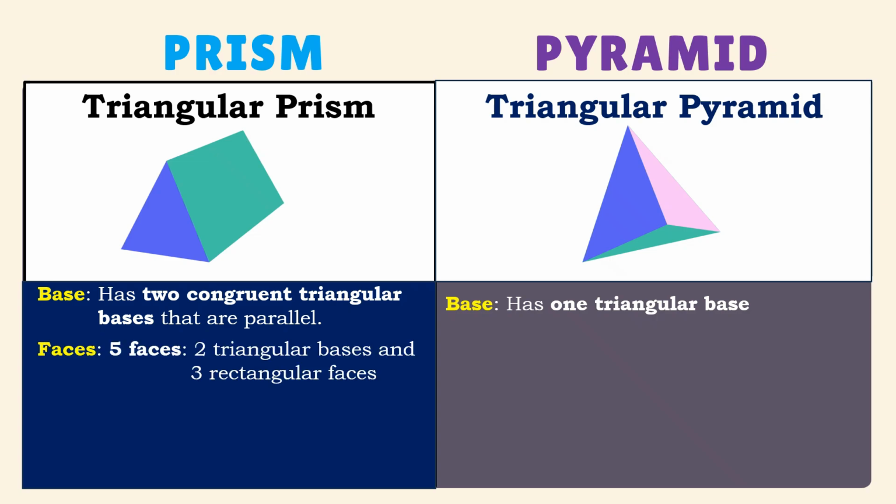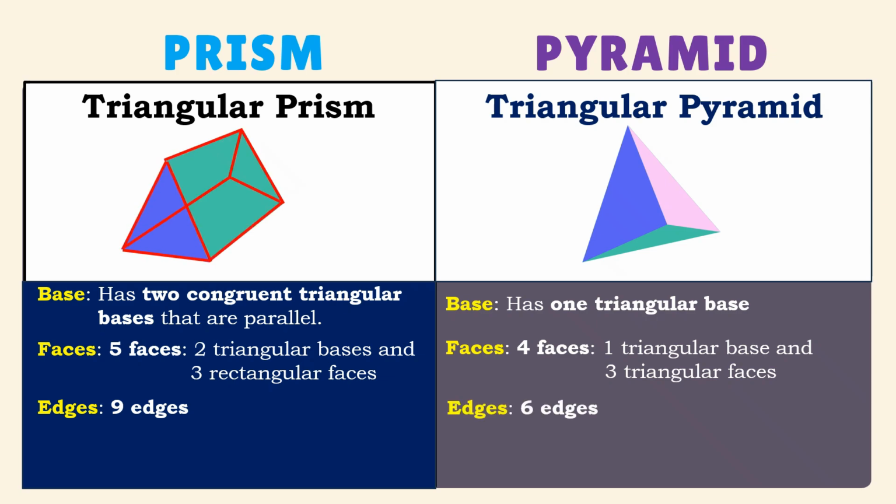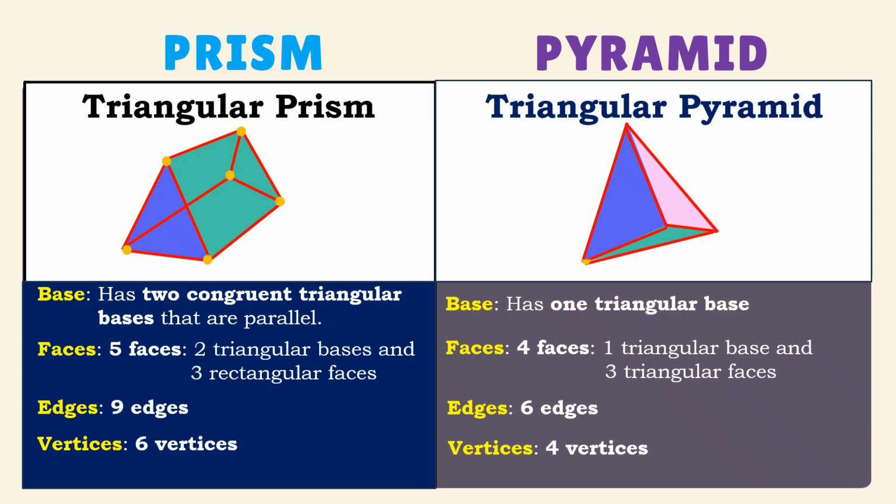A triangular prism has 5 faces, 2 triangular bases, and 3 rectangular faces, while a triangular pyramid has 4 faces, 1 triangular base, and 3 triangular faces. A triangular prism has 9 edges, while a triangular pyramid has 6 edges. A triangular prism has 6 vertices, while a triangular pyramid has 4 vertices.